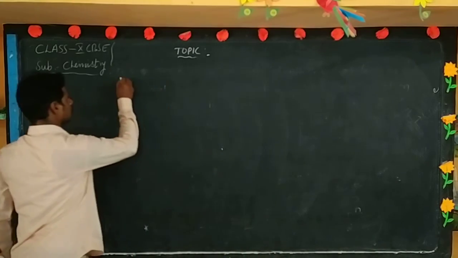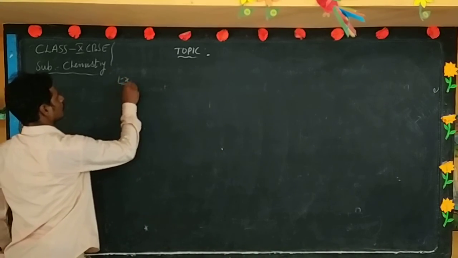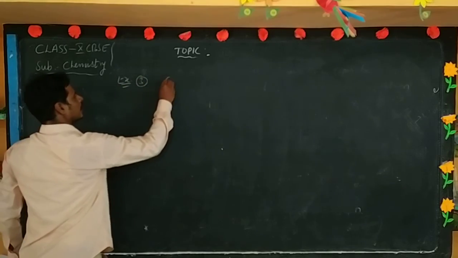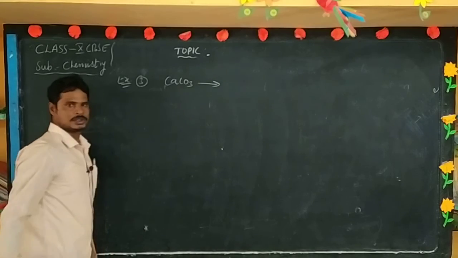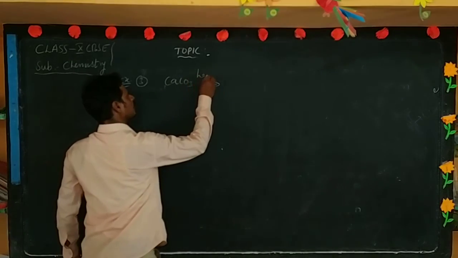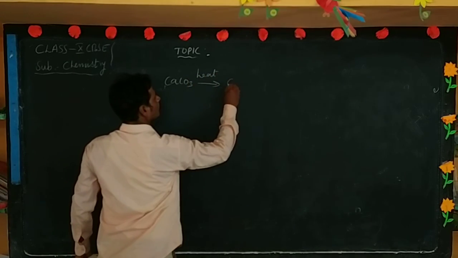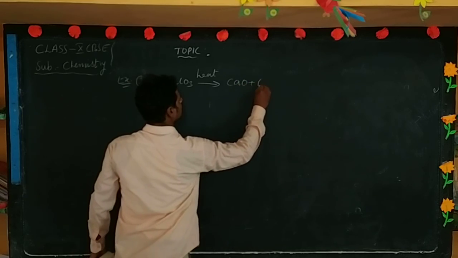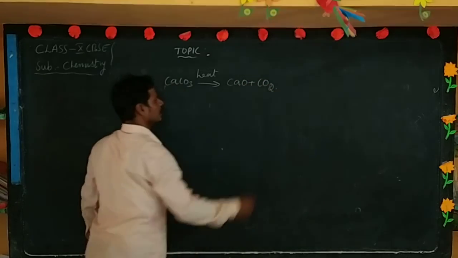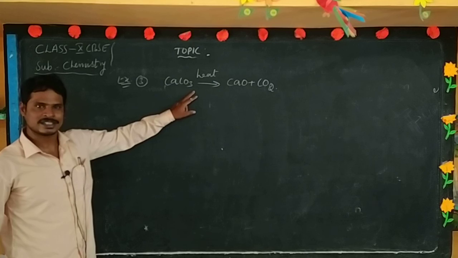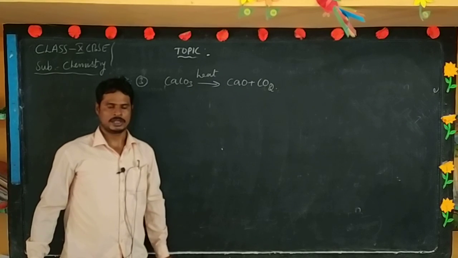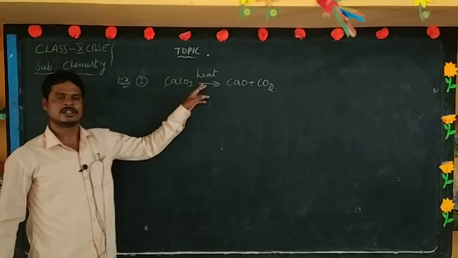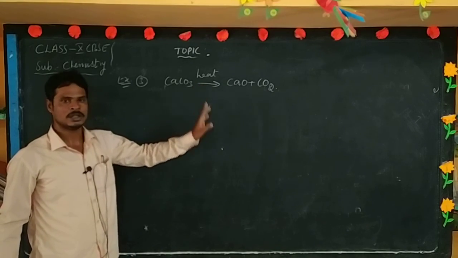Another example, calcium carbonate undergoes decomposition in the presence of heat to form calcium oxide plus carbon dioxide. This is also an example of thermal decomposition reaction.